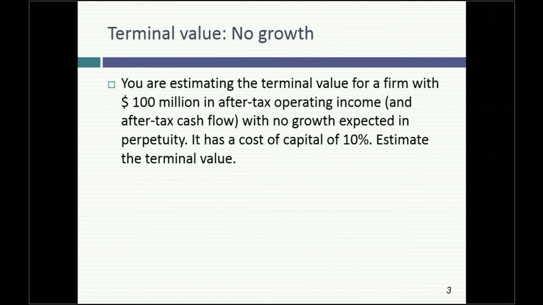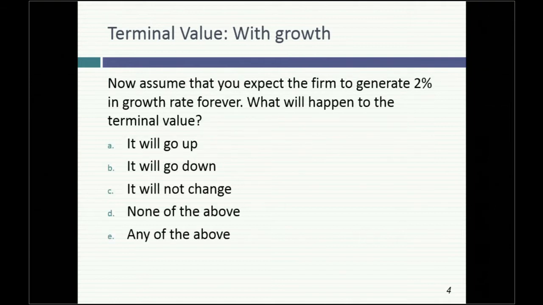Let's say you're not happy. It's too low. What if I told you this company will grow at 2% a year forever? Remember the terminal value you got in the previous page? This sounds like a slam dunk answer, but go along with me. Will the terminal value go up, go down, not change, any of the above? Actually, it cannot be none of the above because it's got to be one of the three. So let's leave it at the four plausible answers, right?